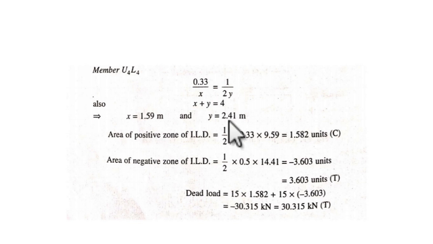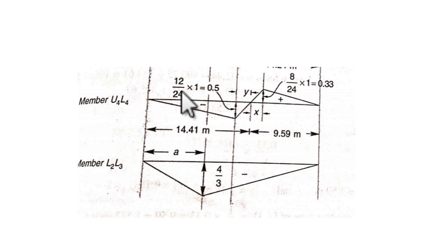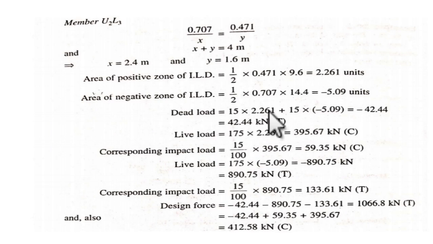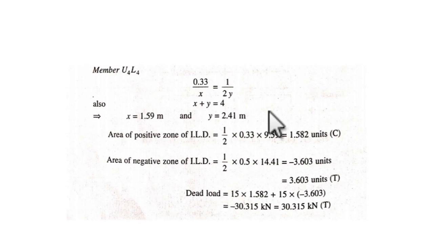Again, similarly for member U4L4, which is the vertical member, this by this will be equal to this by this. So x plus y equals 4, and 0.5 by 0.33 will be equal to x by y, or you can say 0.5 by y will be equal to 0.33 by x. Solving this equation, we have x equals 1.59 and y equals 2.41.